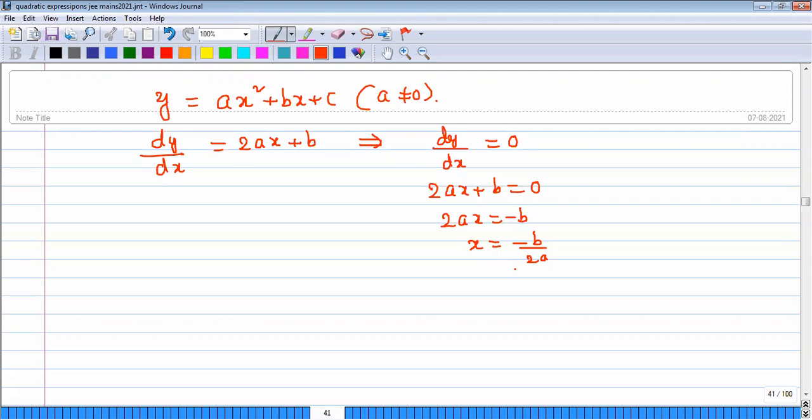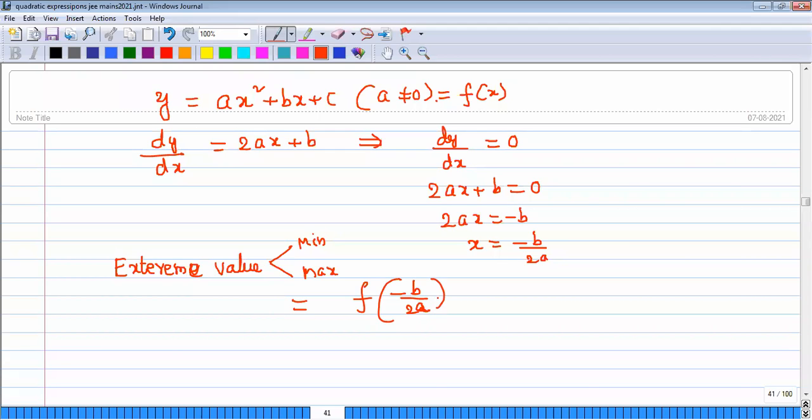You see, the abscissa of the vertex has been obtained now. So what we need to find out now? Either minimum or maximum value, extreme value. Extreme value means either minimum or maximum. That we know, accordingly we can say. That is f of minus b by 2a. That means in this given quadratic polynomial, you need to find out the value of the quadratic polynomial at minus b by 2a. That is nothing but extreme value.